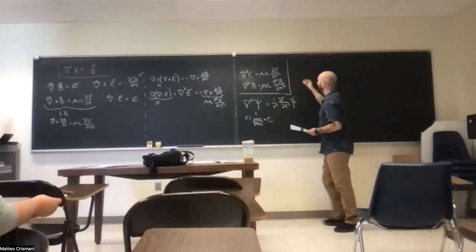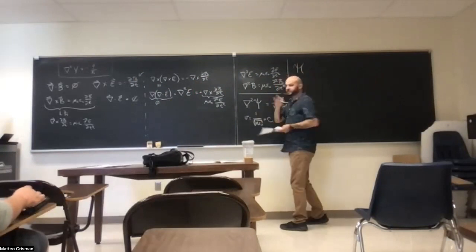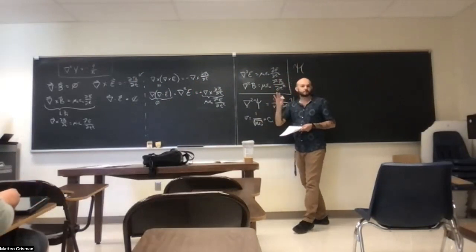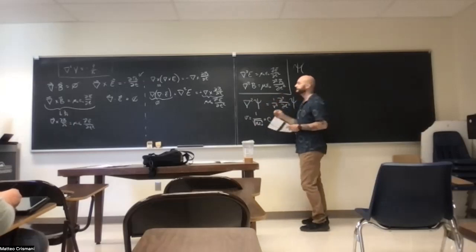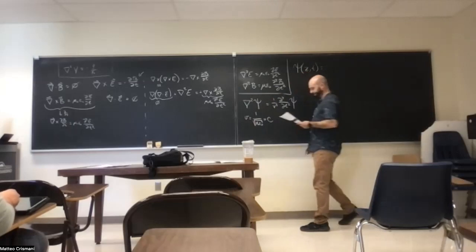Alright, so let's make a guess. How am I gonna rewrite psi, which is a function of, and let's just imagine for a moment that we're just doing z. We're not gonna do all those spatial variables for a second. Okay, so we'll do z and t. How would I write?